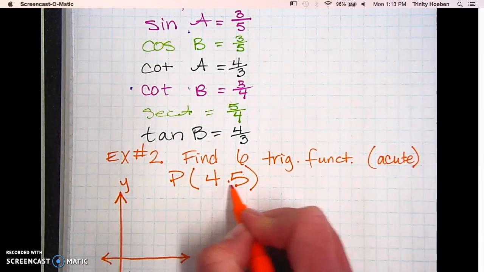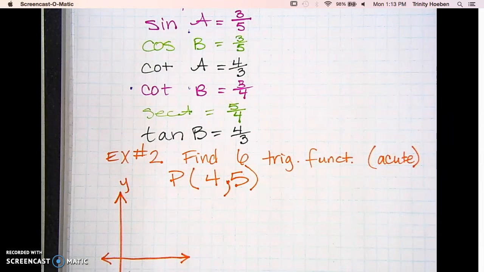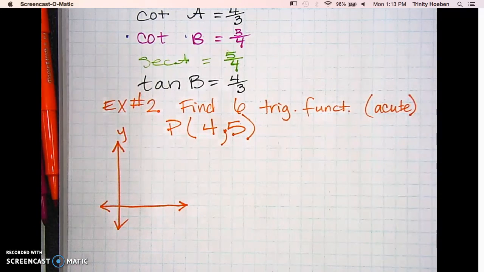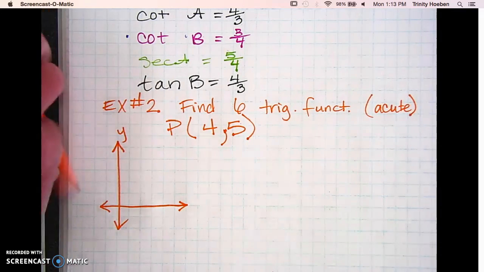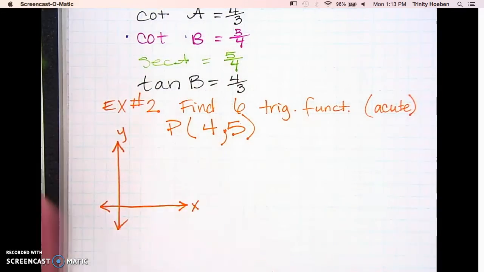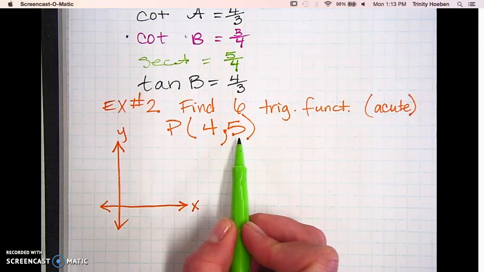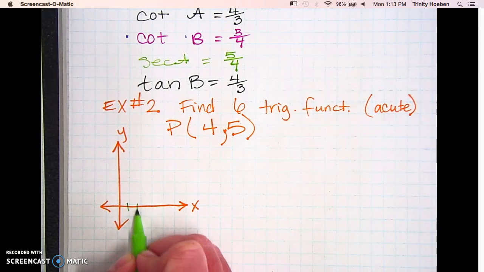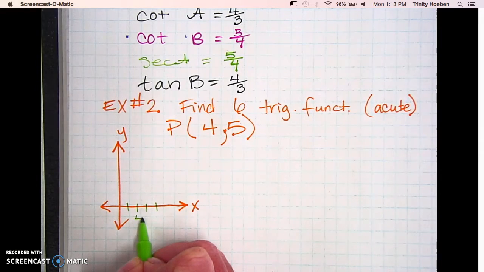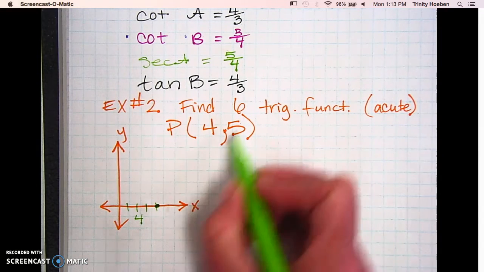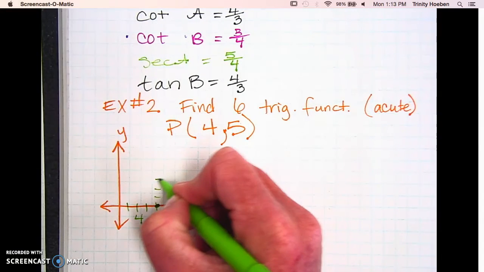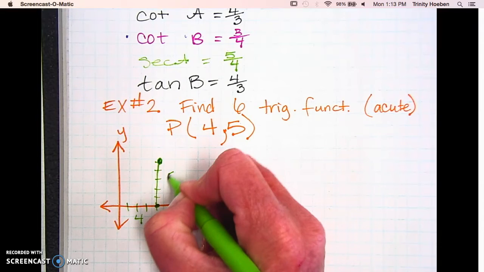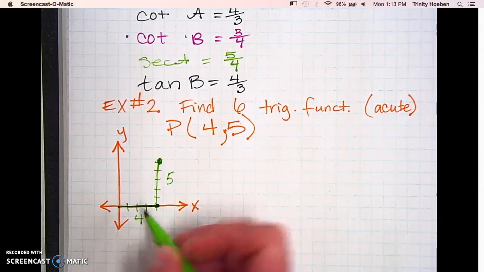Oops, 4, 5. My comma was bad. So draw your first quadrant, and we're going to put a point P at 4, 5. The first number is how much you go to the right. So 1, 2, 3, 4. 4 units this way. And then 5. So 1, 2, 3, 4, 5. Put a point right there. That's going to get you 4, 5.